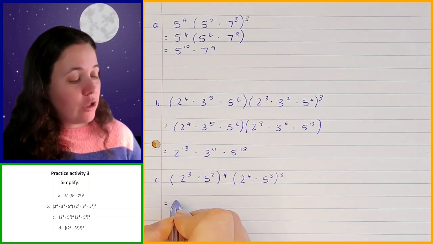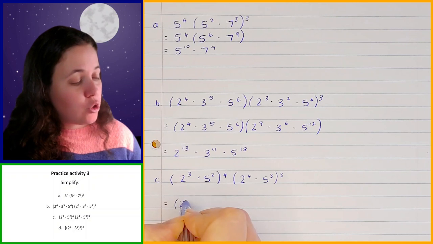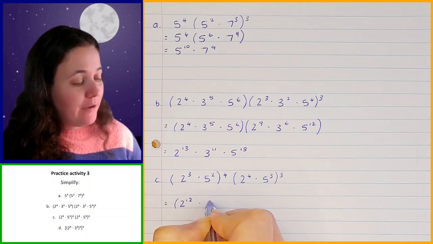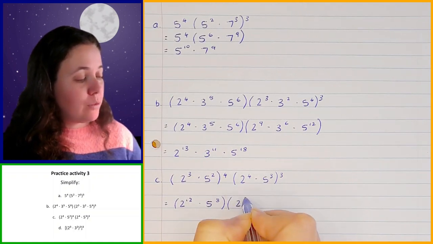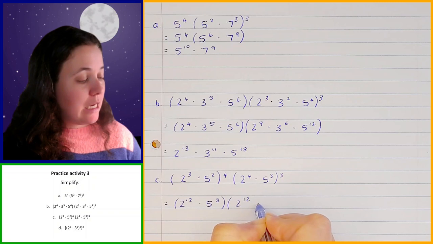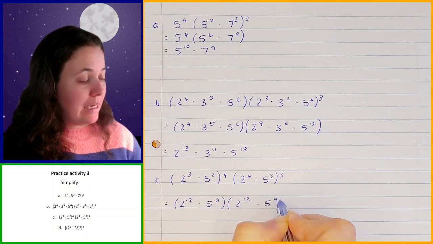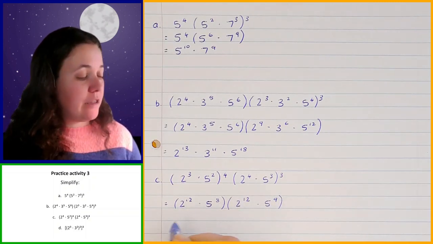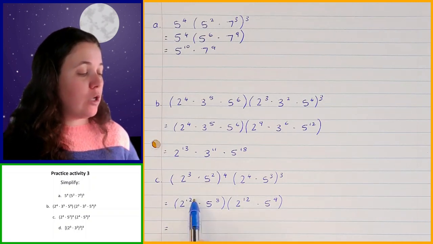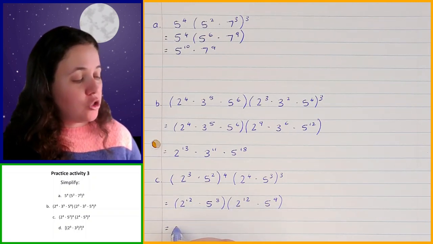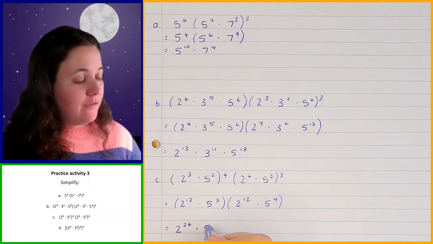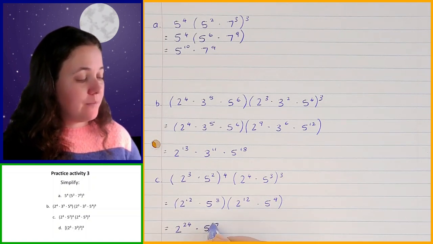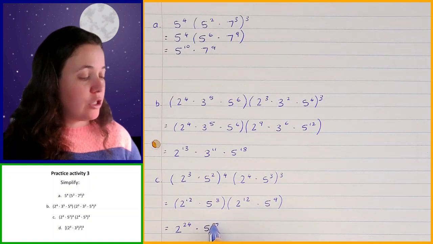So this one over here, I've got 2 to the power of 12 times 5 to the power of 8. And then over here, I've got 2 to the power of 12 again times 5 to the power of 9. And now I'm going to multiply those together. So I have 2 to the power of 12 times 2 to the power of 12 is 2 to the power of 24 times 5 to the power of 8 times 5 to the power of 9 is 5 to the power of 17. Okay, so that's what you should have got for question C.